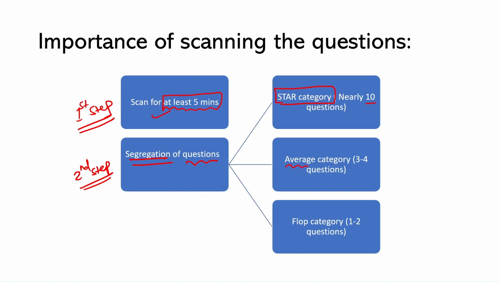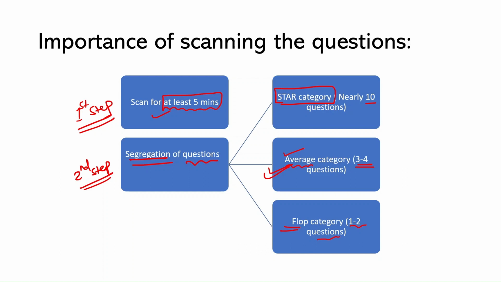Now comes the second category, the average category, which means you don't know it completely, but you know some concepts about it, you know from which portion of the syllabus this question has come, and there will be around 3 to 4 questions which will fall into this average category. And then comes the flop category, about 1 to 2 questions, which will be out of the blue, and you don't know which part of the syllabus it has come from, and you also don't have a ready-made good answer for this kind of question.